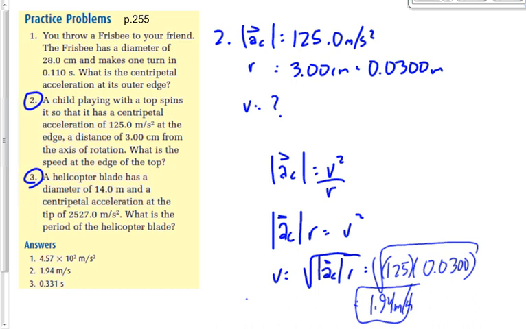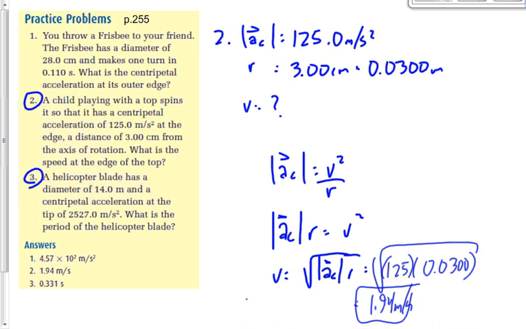Now, that might not seem like a very high speed, right? It's not a huge speed. But if you're talking about a spinning top, its radius is pretty small, right? 3 centimeters. If the outer surface of that tiny little spinning top is moving at almost 2 meters per second, it's still moving pretty quickly. It's going by you pretty quickly. If you had a big merry-go-round, and the outer edge of it is moving at 1.94, then that wouldn't be very fast. But if it's close to the center, it's going to still make a lot of revolutions per second if it's going at 1.94 meters per second.